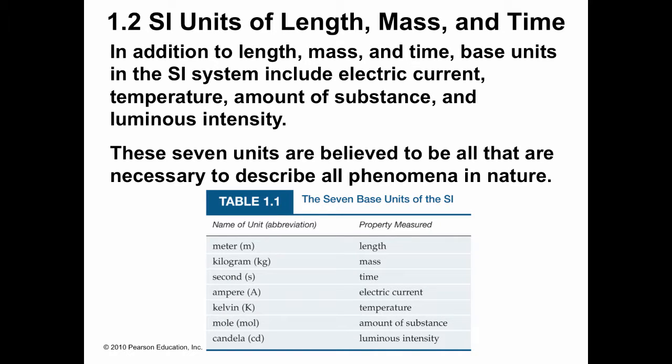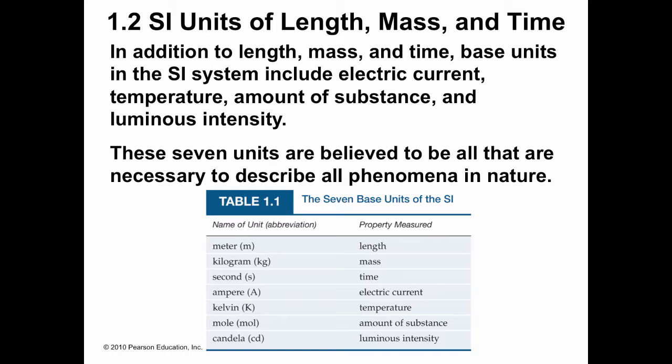In addition to length, mass, and time, there are base units in the SI system, which include electric current, temperature, amount of substance, and luminous intensity. These 7 units are believed to be all that is necessary, really, to describe all phenomena in nature.